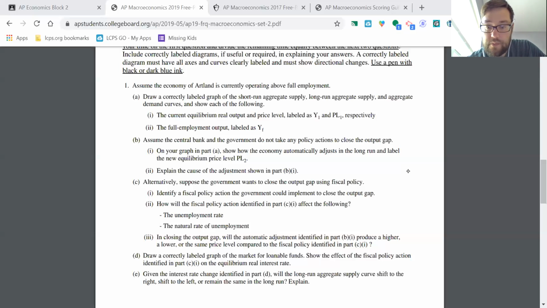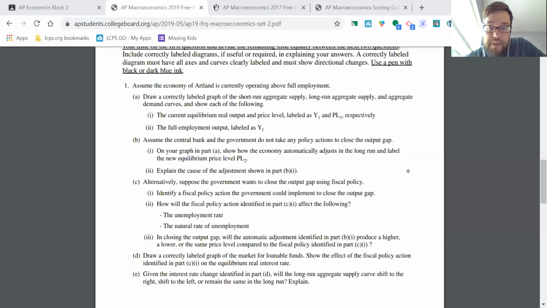So show the effect identified in part C1 on the equilibrium real interest rate. If you're showing this on a graph, you just show how it's shifting, right? So R1 is greater than R2. We know that the interest rate decreased.